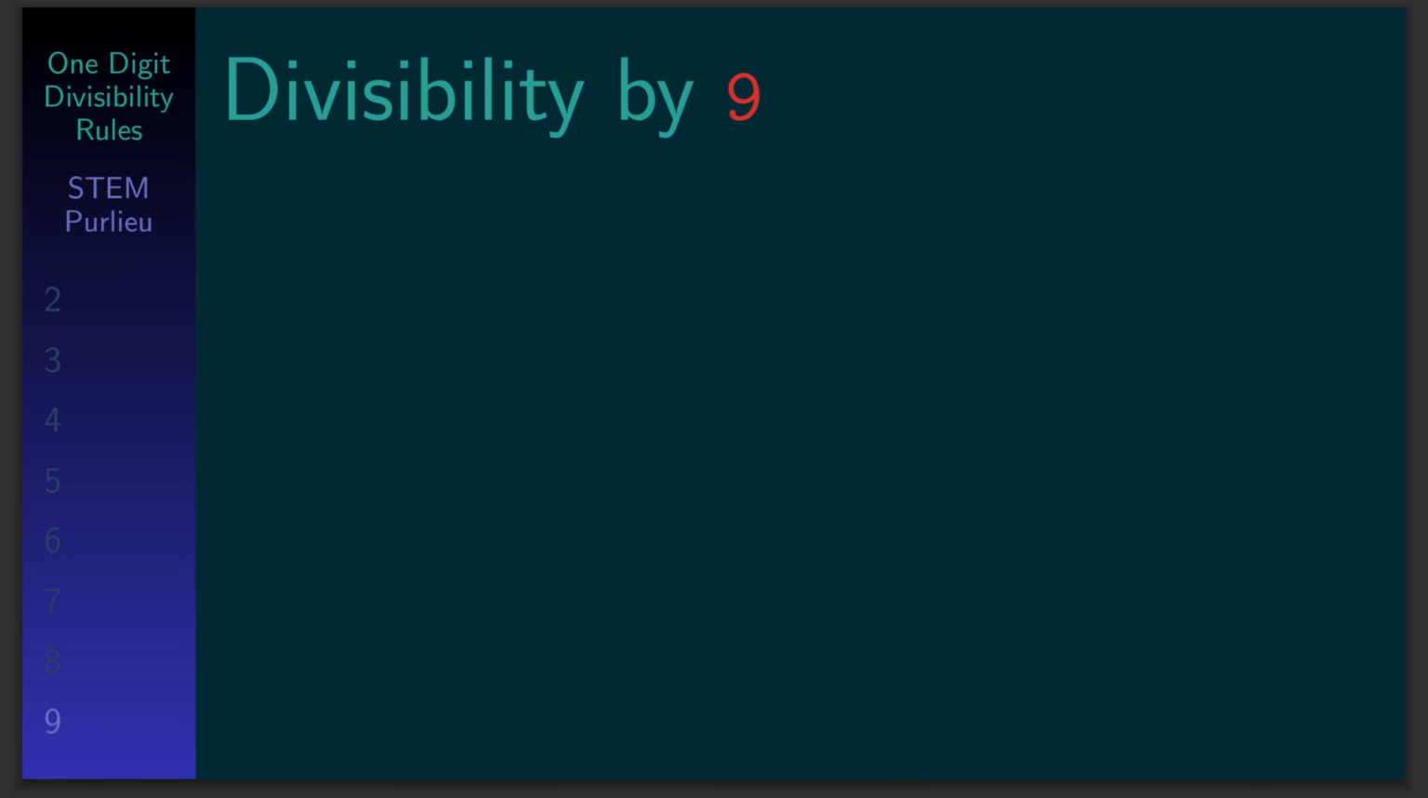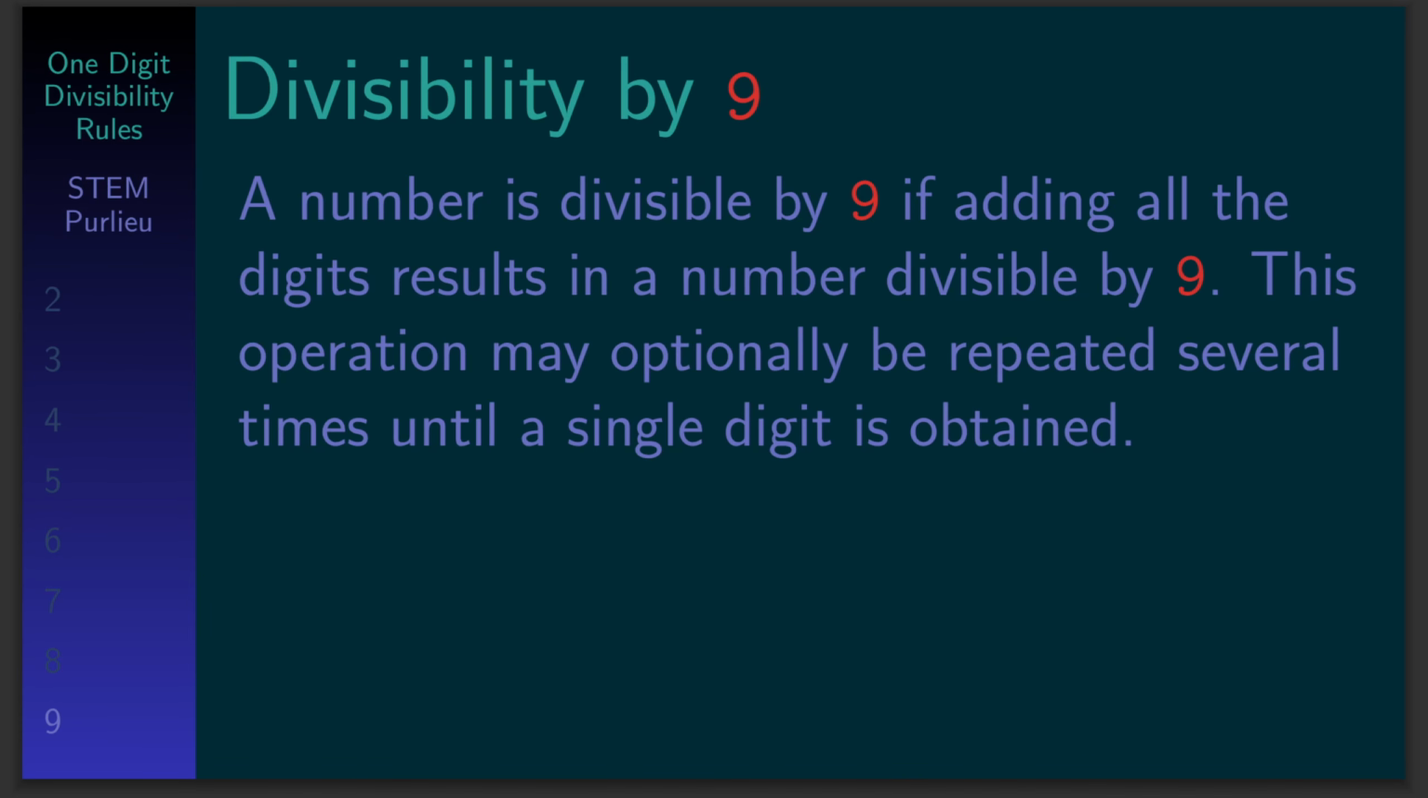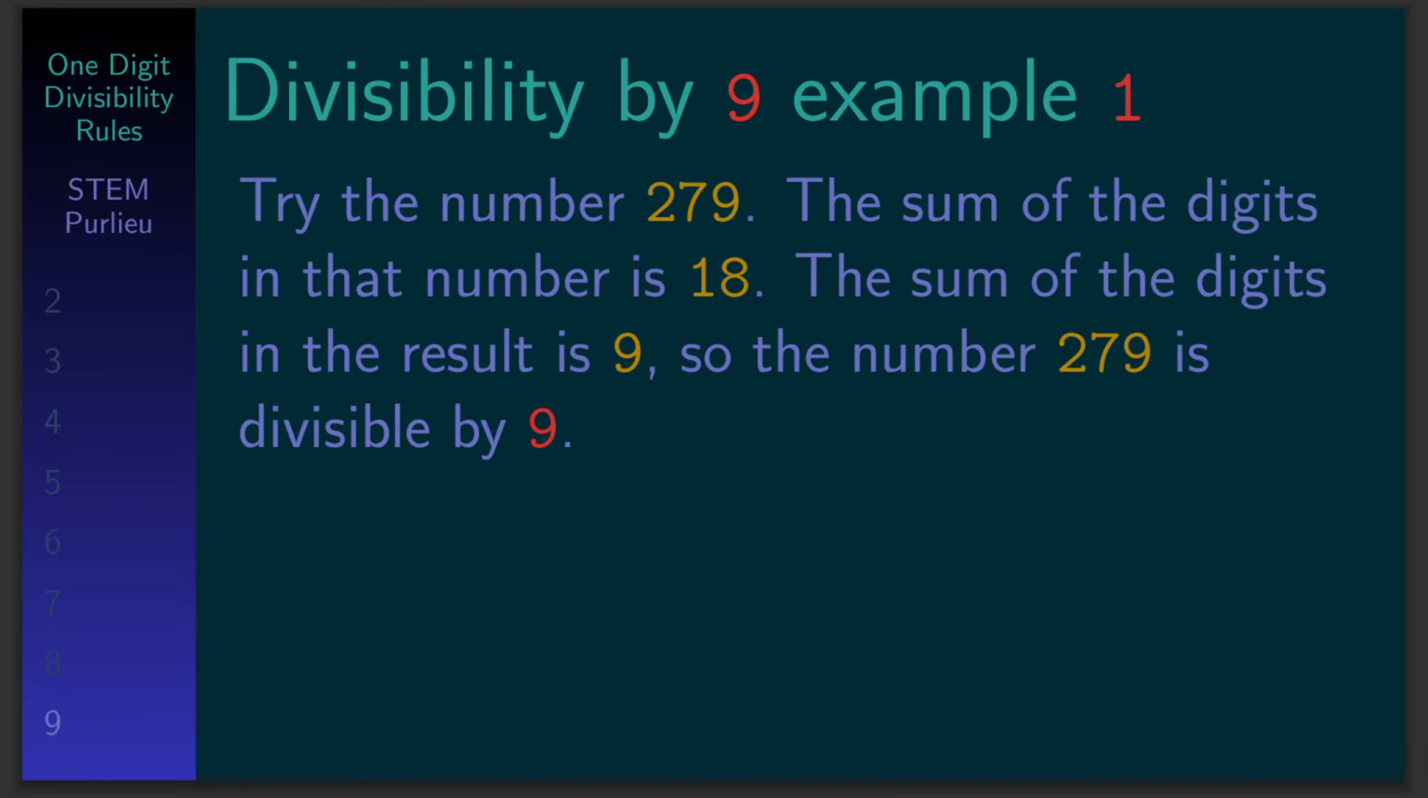Now let's look at divisibility by 9. A number is divisible by 9 if adding all the digits results in a number divisible by 9. This operation may optionally be repeated several times until a single digit is obtained. Try the number 279. The sum of the digits in that number is 18. The sum of the digits in the result is 9, so the number 279 is divisible by 9.